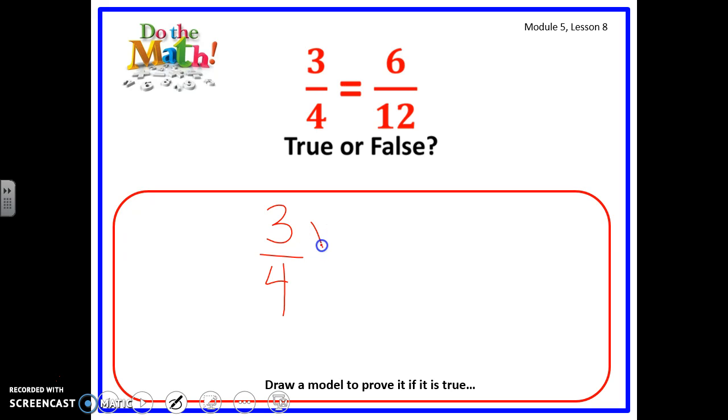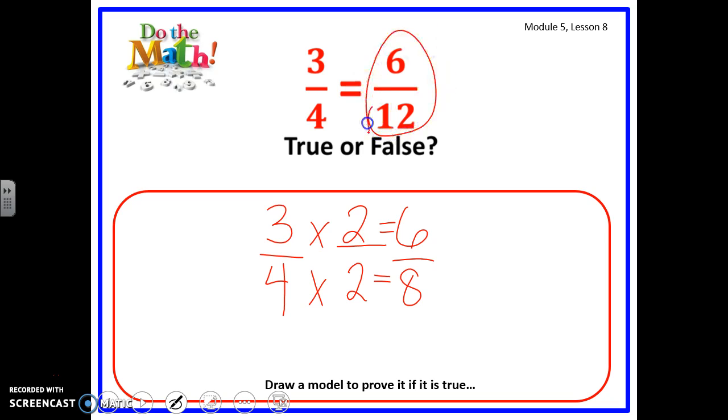3 times what equals 6? Well, we just said it was 2. So, 3 times 2 equals 6. 4 times 2, well, we just said it equaled 8 in the previous problem. So, we know 3/4 equals 6/8. It has 6/12, so it's false. And that's all you have to prove.